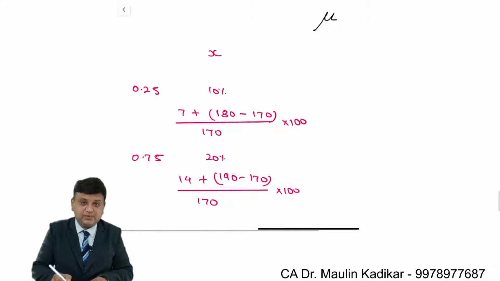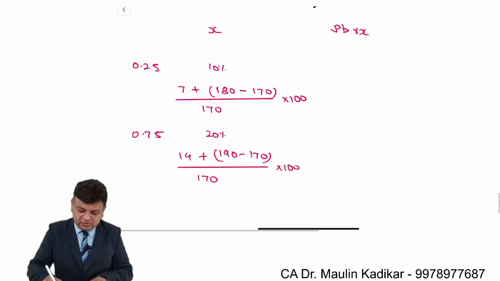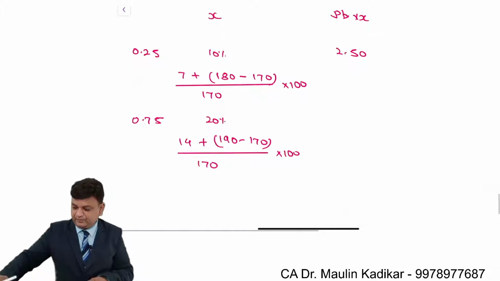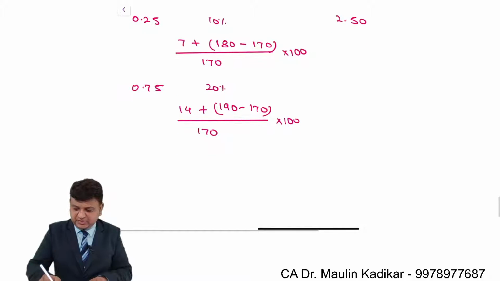I am assigning x variable to it. Probability into x. There are 25% chances that the return is 10 percentage, that is 2.5. 75% chances the return is 20 percentage, that is 15.